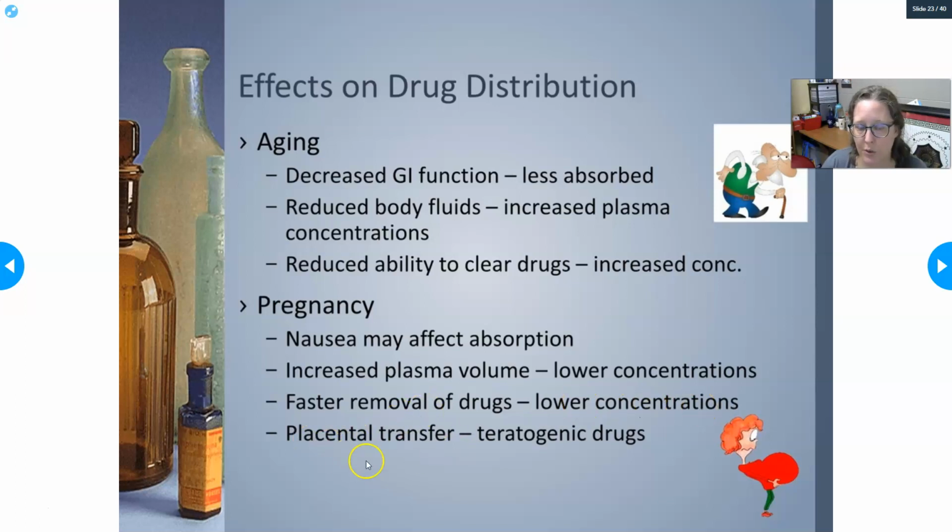And of course, you also have to be careful because drugs can cross over the placenta, and you do not need to give teratogenic drugs to the mama. Those are drugs that could cause birth defects in the baby.